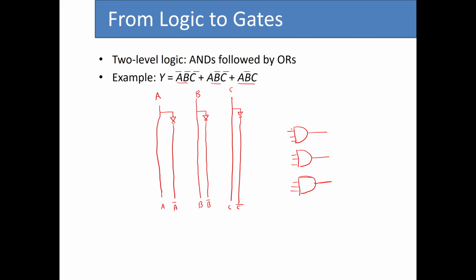So the first AND gate connects A bar, B bar, and C bar. So what I do is that I just draw a line like this and I connect it to A bar. Let me just erase this. I do the same for B and in a similar way to C. As you can see, there is no connection here.